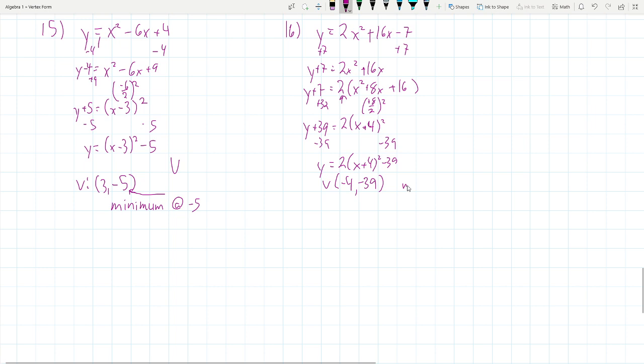So if I look at my very beginning, it's positive, so it's normal. So I have a minimum at negative 39.